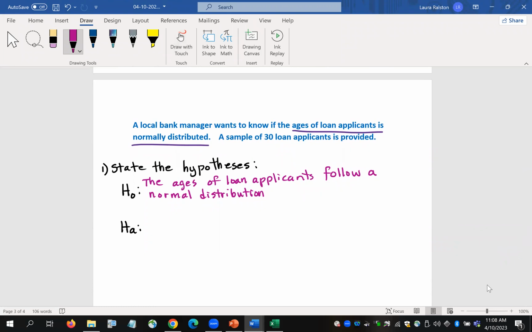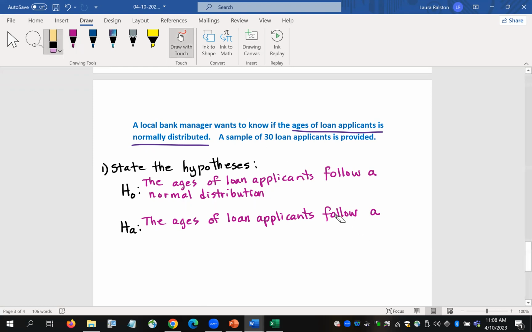The alternative would be the ages of loan applicants follow, or excuse me, do not follow a normal distribution.